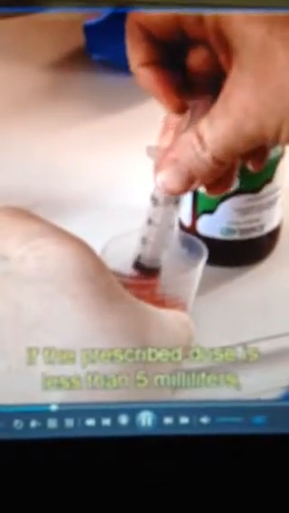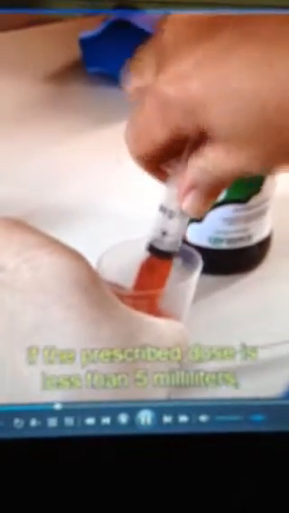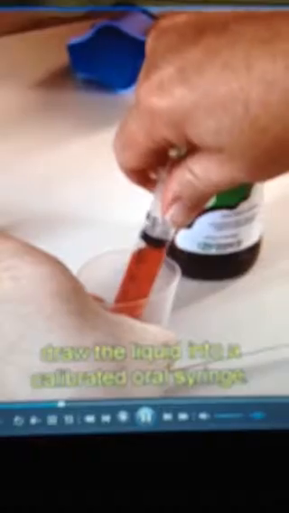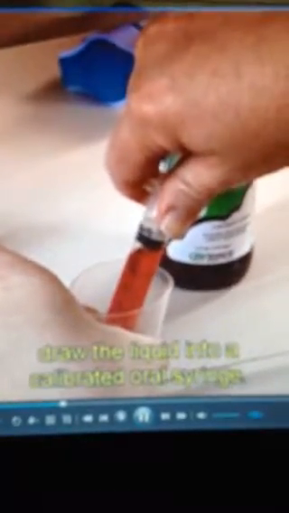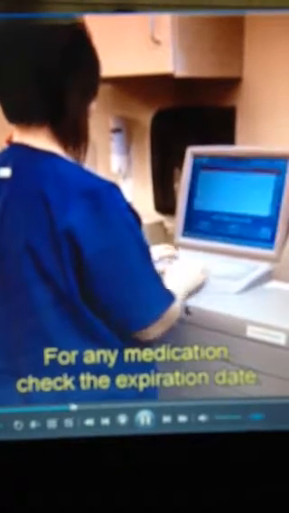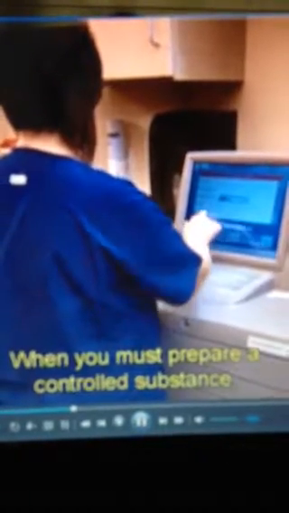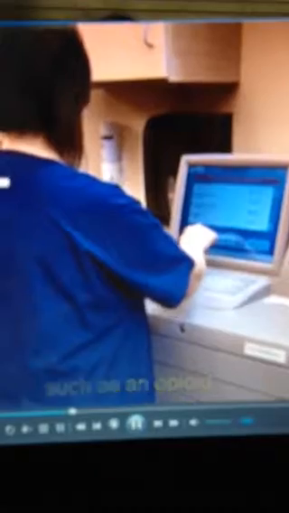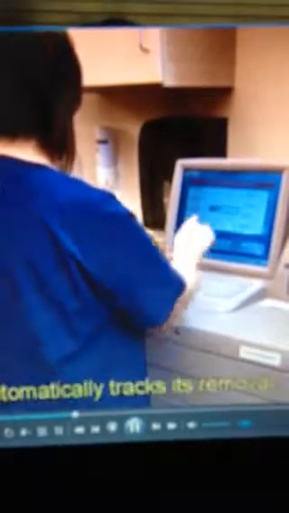If the prescribed dose is less than 5 milliliters, draw the liquid into a calibrated oral syringe. For any medication, check the expiration date. When you must prepare a controlled substance, such as an opioid, ensure that the drug dispensing system automatically tracks its removal. Now compare the MAR with the prepared drugs, reading their labels once again. Do not leave the drugs unattended.